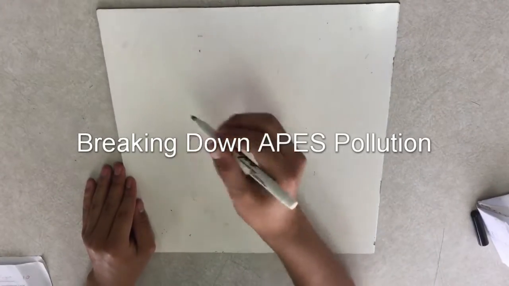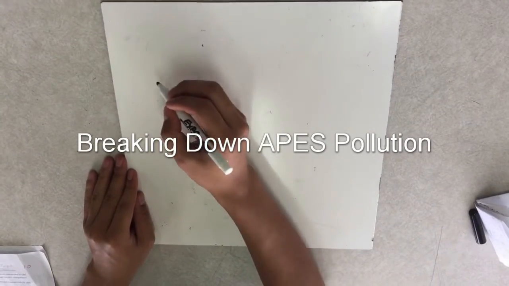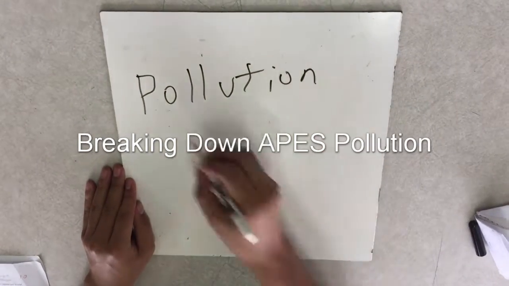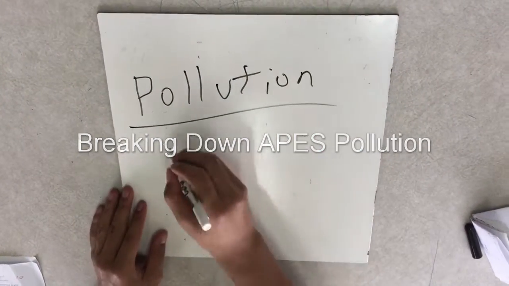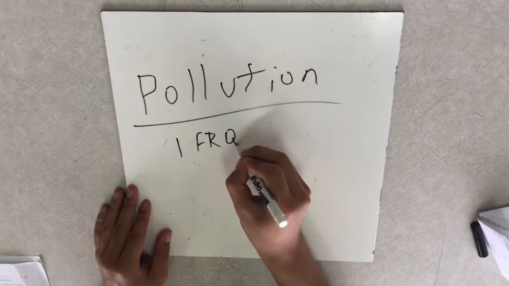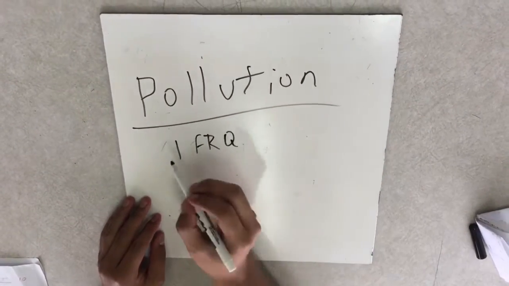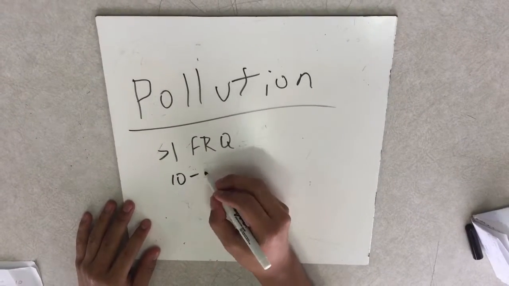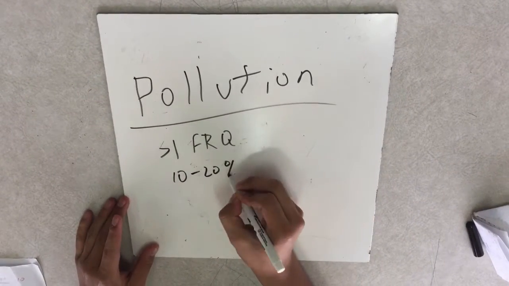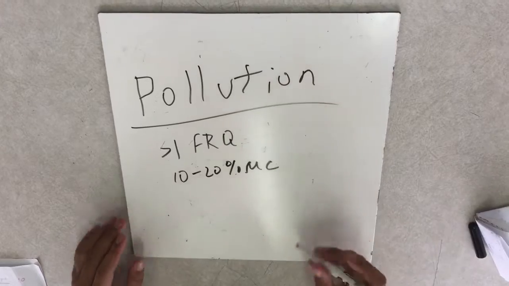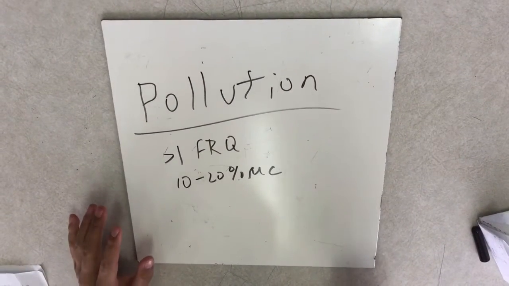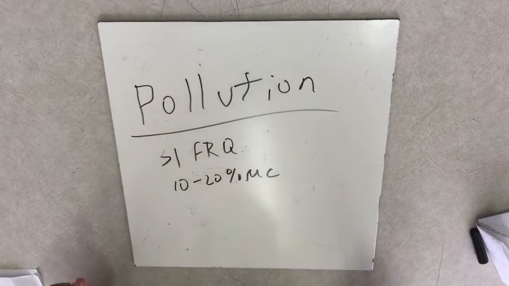Alright, so today we're going to be talking about one of the biggest topics in AP Environmental Science, pollution, which usually always appears on at least one FRQ, maybe 2 or 3 FRQs, and usually always appears on at least 10% of MCs, probably upwards of 10 to 20% is a rough estimate of MC problems that pollution would appear on. So this is one of the biggest topics, and today we're going to be talking about the subparts of pollution and how to tackle all the FRQ and MC problems regarding pollution.